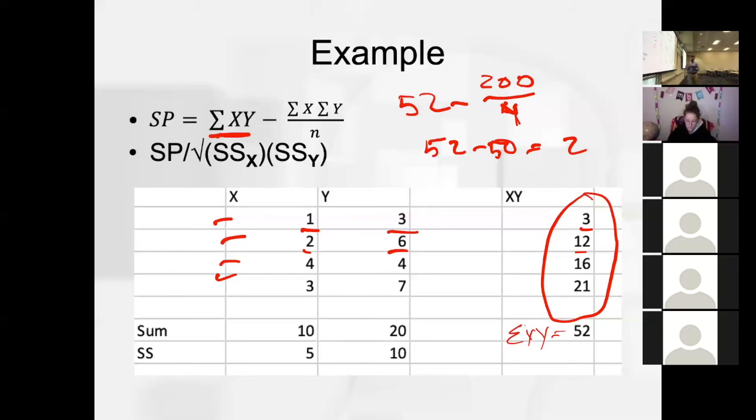So now, to get the actual correlation, we take that 2 and divide it by the square root of the sum of squares x times the sum of squares y. The sum of squares x is 5, the sum of squares y is 10. I've got to enable the rotation on the phone. This is a pain. All right, so 5 times 10 gives me 50. The square root of 50 gives me 7.07. So now I have 2 divided by 7.07, which gives me 0.283, or we'll just say 0.28.